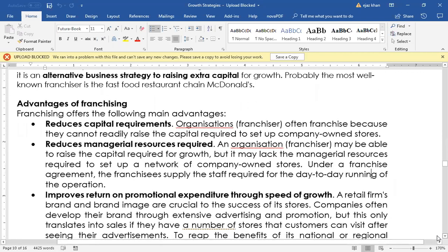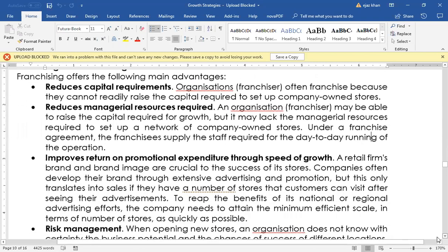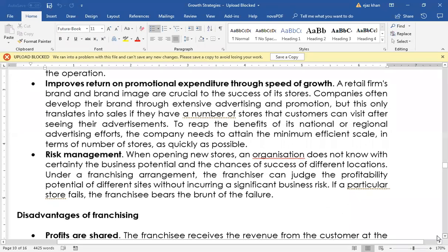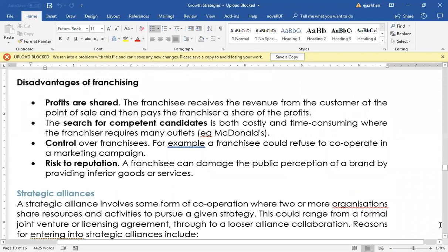If you just go through this handout later on, you will find all those advantages and disadvantages. And if you people don't understand any of the points, you can ask, because these are very simple points. So I don't think that you will be having any problems in going through these points.